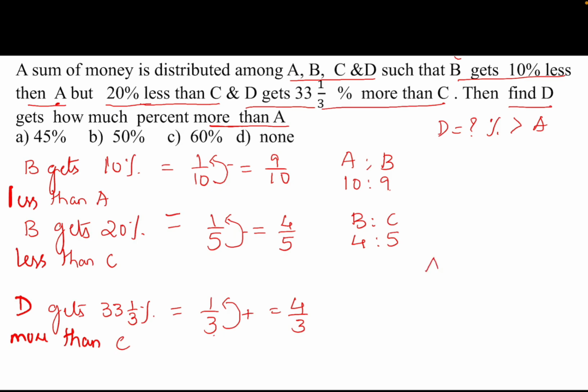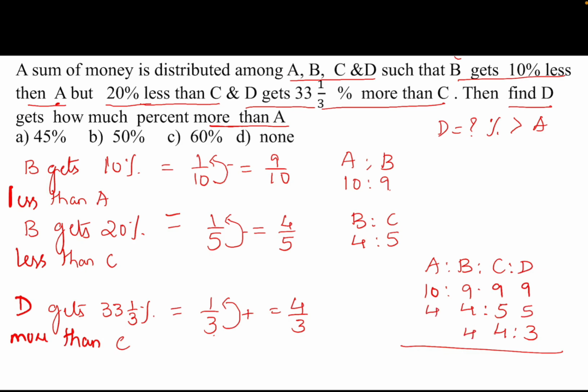So it is A is to B is to C is to D. A is to B is 10 is to 9. B is to C is 4 is to 5. C is to D is 4 is to 3. Now combine the ratios. Write 9 here, write 9 here, write 5 here. The same number, write 4 here. The same number, write 4 here, write 4 here. Okay. Now all places are filled. Now multiply and see if anything can cancel here.